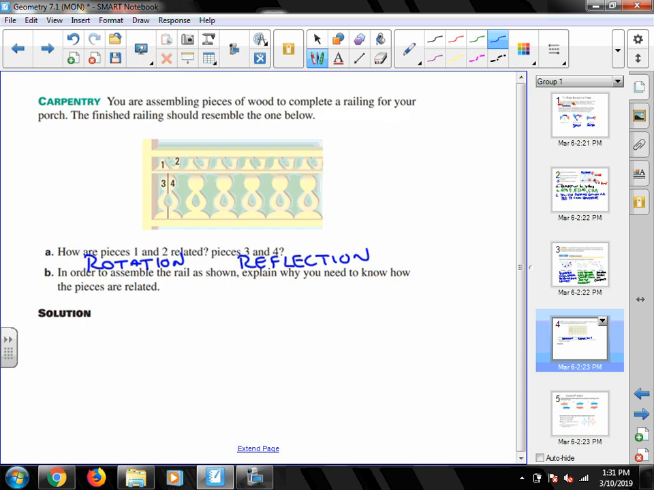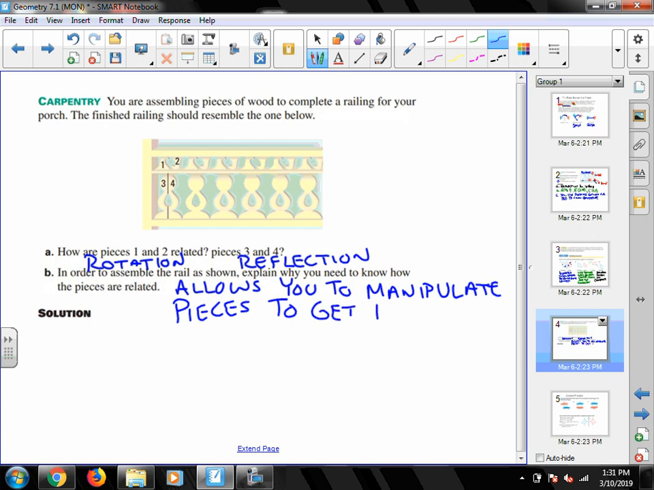In order to assemble the rail as shown, explain why you need to know how the pieces are related. So it allows you to manipulate the pieces to get the desired pattern.